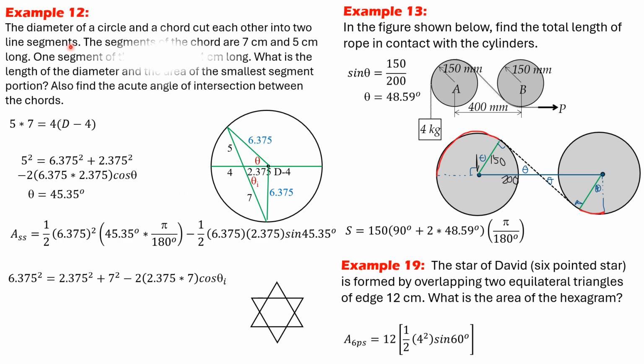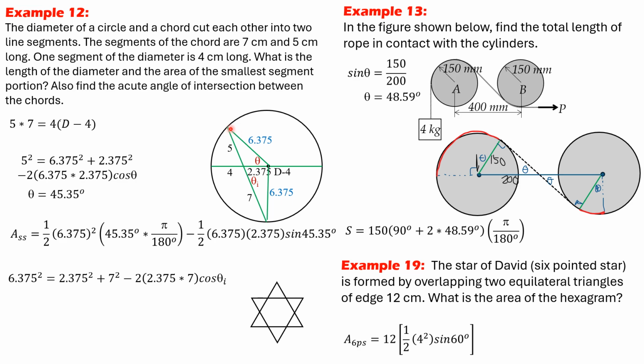Sample 12. The diameter of a circle and a chord cut each other into two line segments. The segments of the chord are 7 and 5 cm long. One segment of the diameter is 4 cm long. What is the length of the diameter and the area of the smallest segment portion? Also find the acute angle of intersection between the chords.